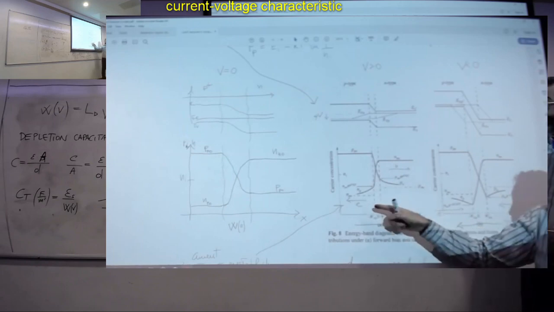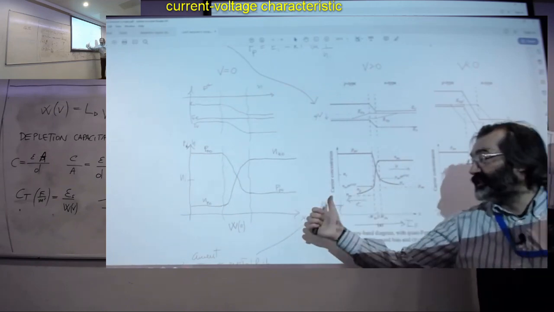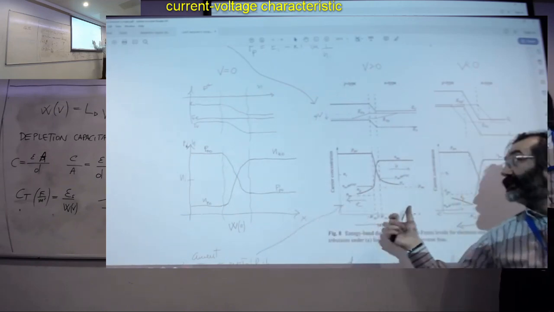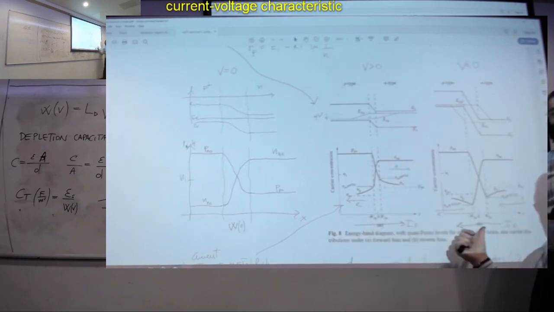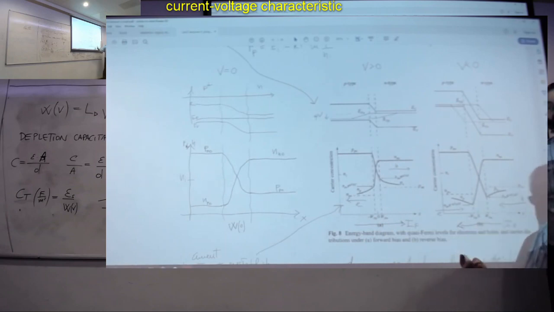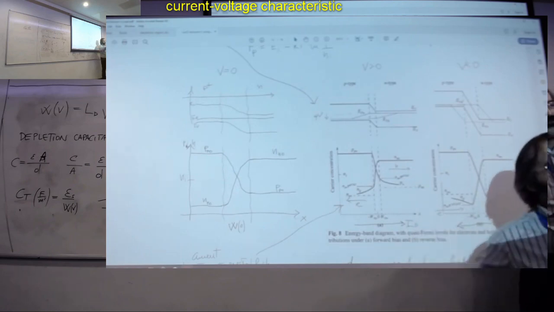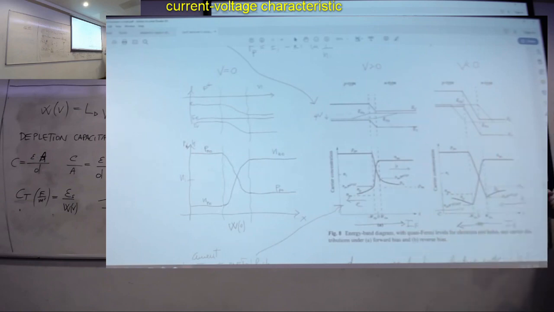So a current of electrons in this way means a current in this way. A current of holes in this way means a current in this way. So total current in this way. So in forward bias, the current is moving in this way, which is exactly what we've seen previously. So this is a different route to see the same thing.